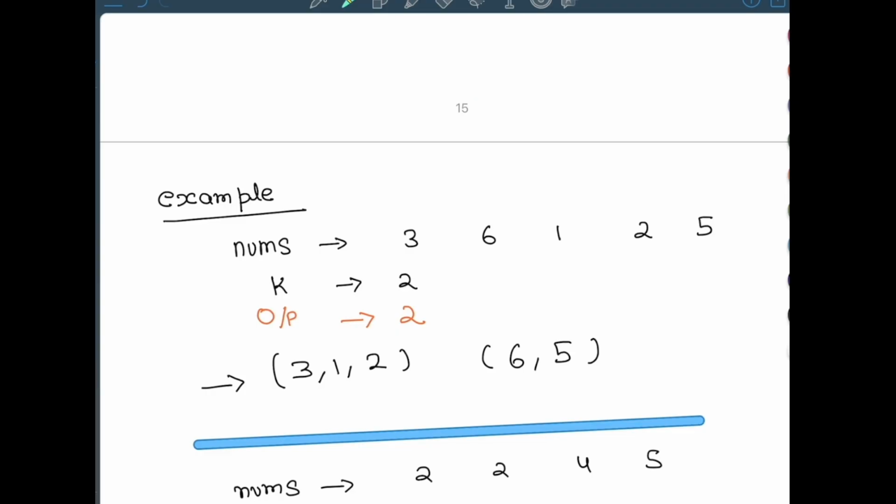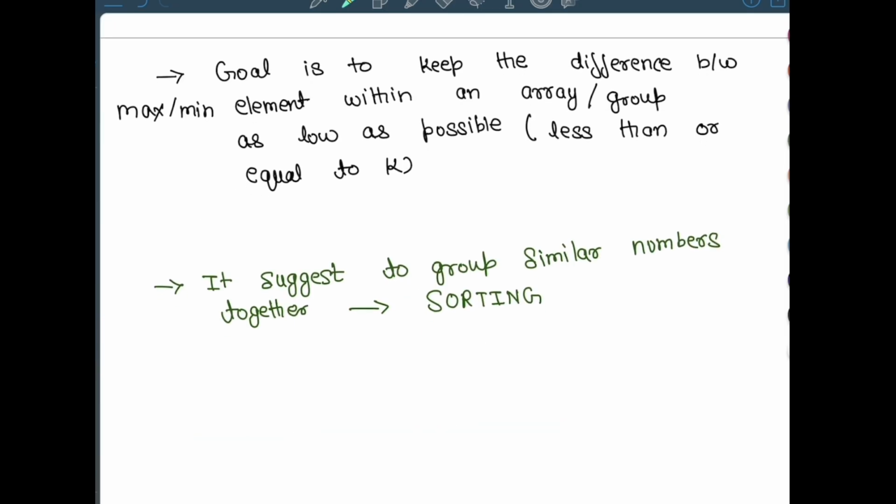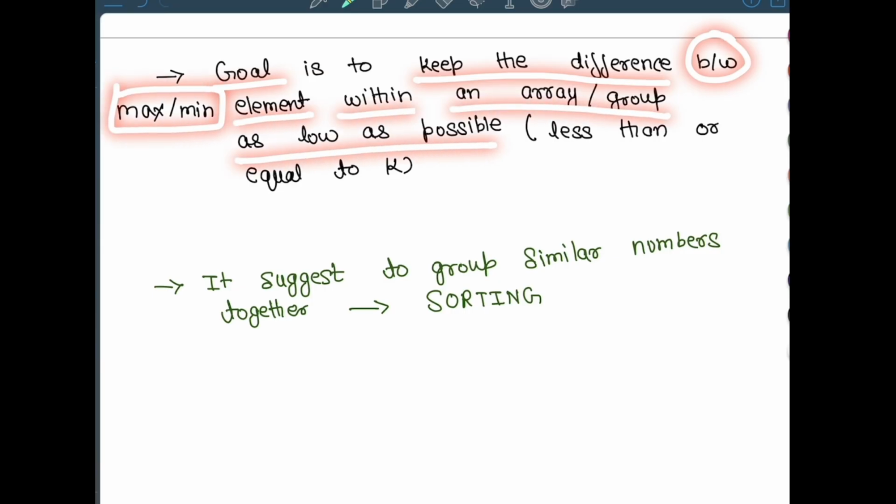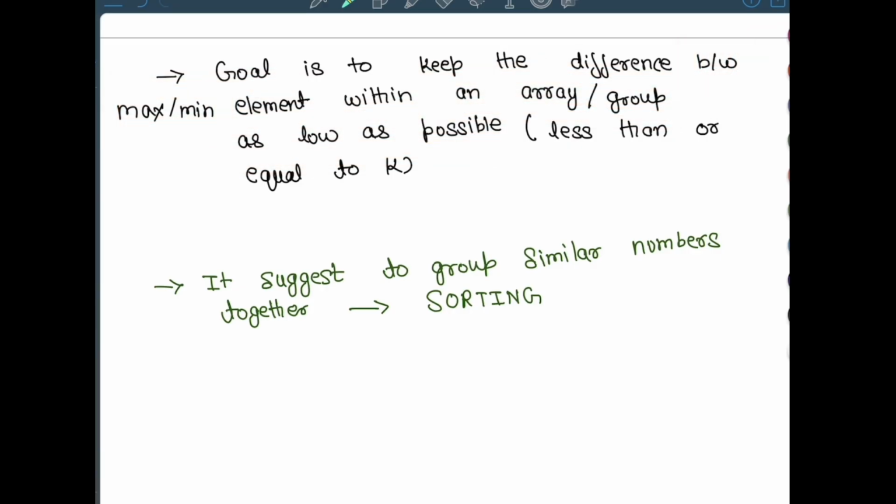It should not be too far away. When I say too far or too close, I'm talking about their difference. How close are they to each other? For example, 1 and 2 are very close to each other compared to 1 and 6, right? And the goal of this particular problem is to make sure that the elements which are close enough are together. So based on this, I can say that the goal is to keep the difference between the maximum and the minimum element within an array or group as low as possible. And particularly, it should be less than or equal to k.